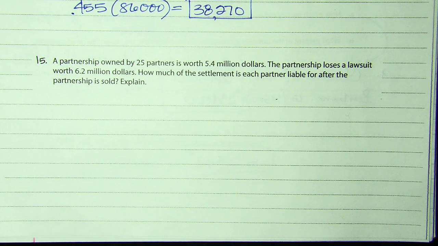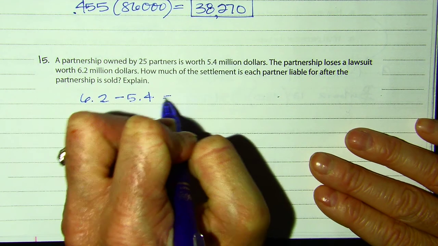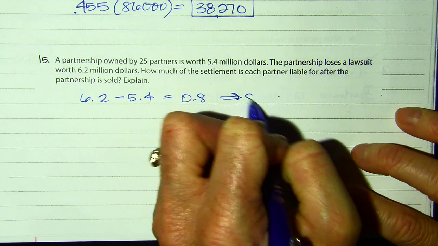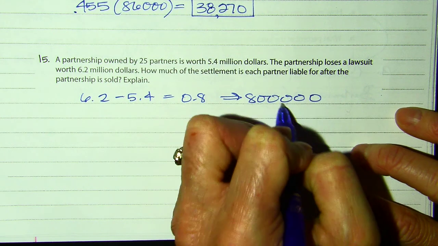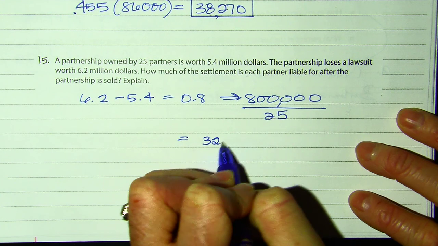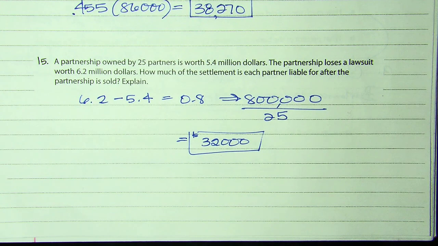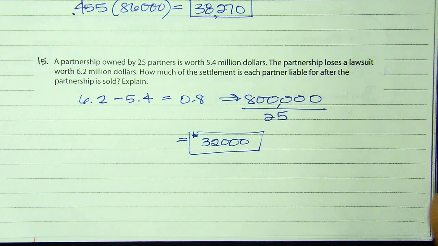A partnership owned by 25 partners is worth $5.4 million. The partnership loses a lawsuit worth $6.2 million. How much of the settlement is each partner liable for? Well, 6.2 minus the 5.4 is 0.8, which is $800,000. Divide that by the 25 partners, and they are each liable for $32,000. Remember, partners are personally liable for any loss that is incurred. But that is the end of that lesson.